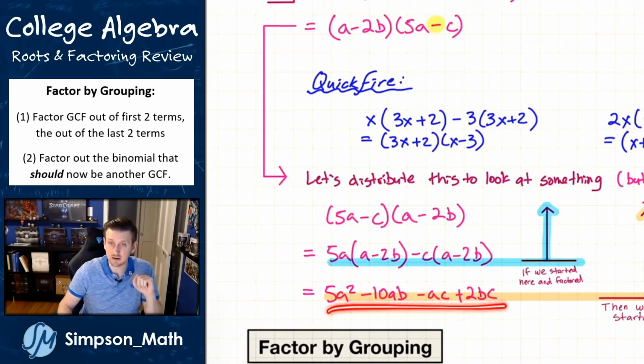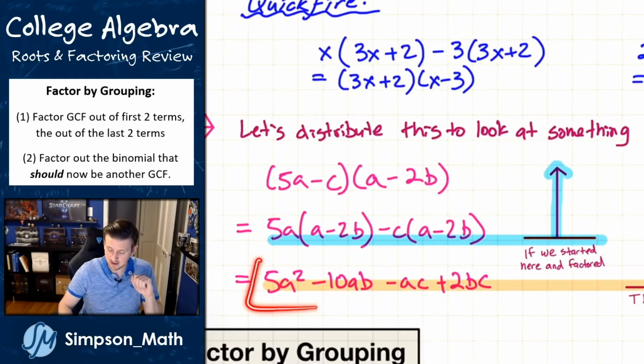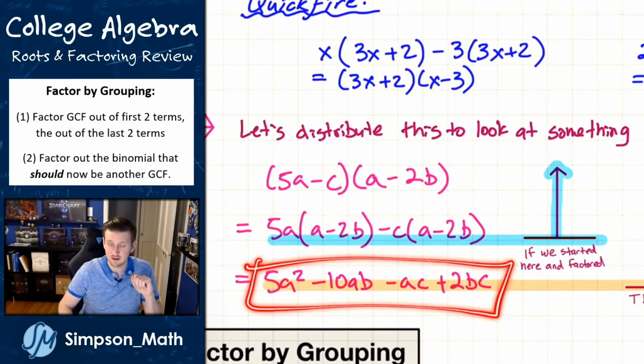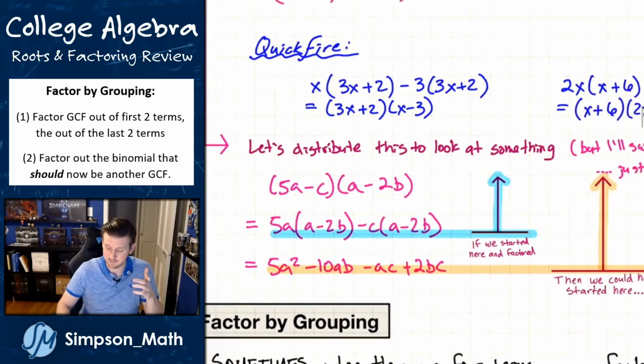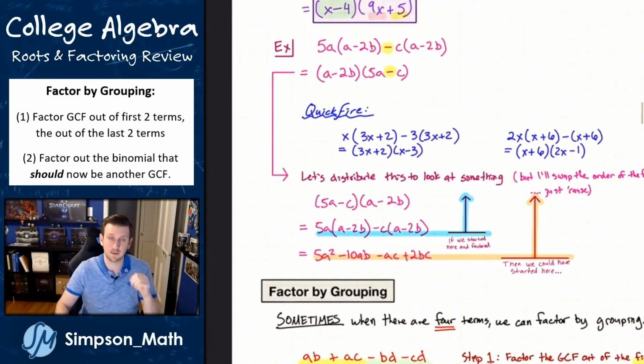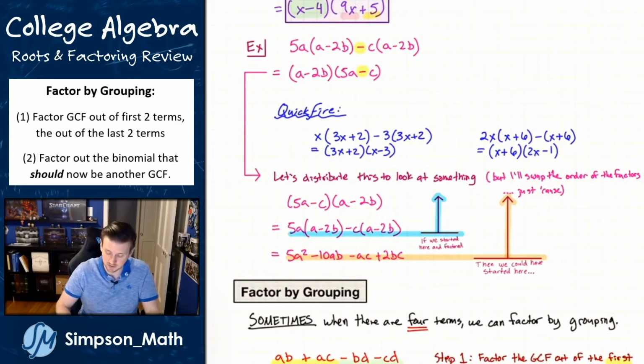So couldn't we start here? And you go ahead and finish that distribution. 5a squared minus 10ab. This is negative ac plus 2bc. So couldn't I have started here and then found my way to this? That's the big point of what we're making here. So I'm gonna show you a procedure called factor by grouping that would allow you to start with these 4 terms, find what this is, and then produce these 2 binomials.